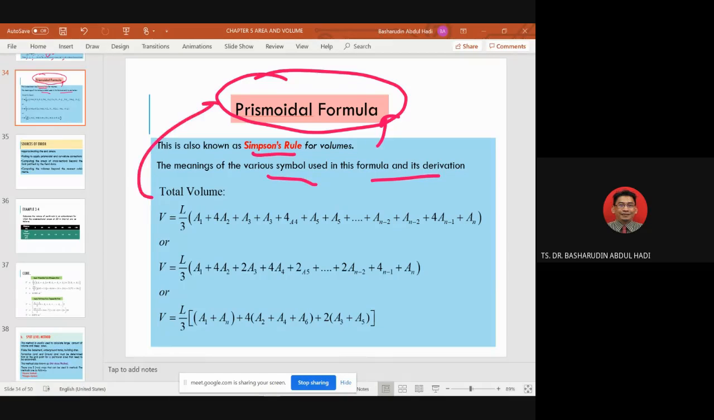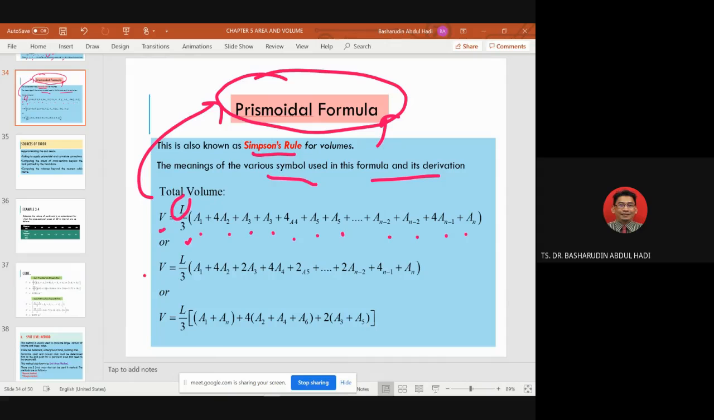So total volume based on Simpson's rule or the Prismoidal formula is equal to the distance L divided by 3, in brackets: area 1 plus 4 area 2 plus A3, plus A3 plus 4A4 plus 5, until you get to plus An over 2. An over 2 means the area for the second last, plus again the area second last, plus 4 times the second last area, and lastly plus the last area in your slope profile.